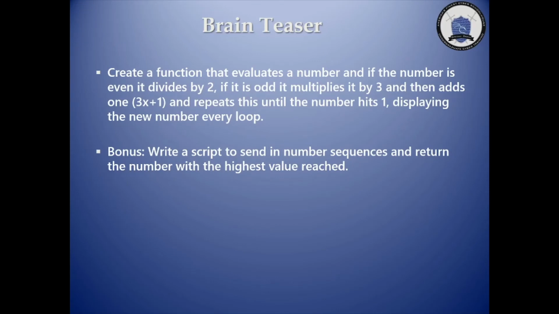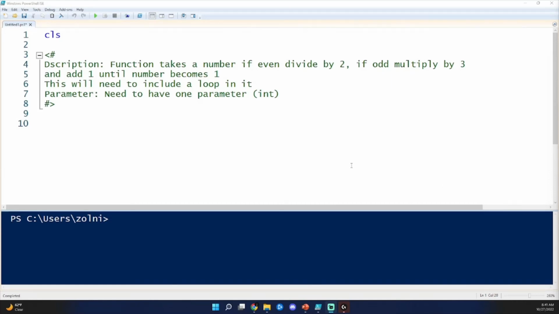This is going to be the last exercise I go over. Create a function that evaluates a number, and if the number is even, it divides by 2. If it is odd, it multiplies it by 3 and then adds 1, 3x plus 1, and repeats this until the number hits 1, displaying the new number every loop. I've got the CLS at the top here, and I've set up a comment block for the description of the function that we're going to be making.